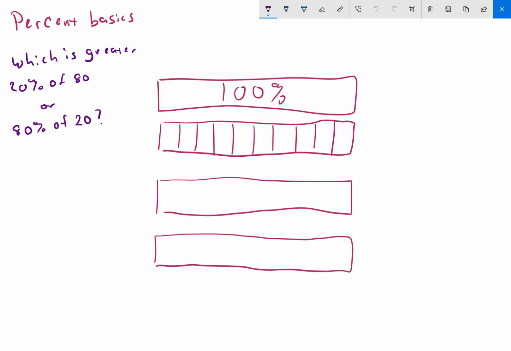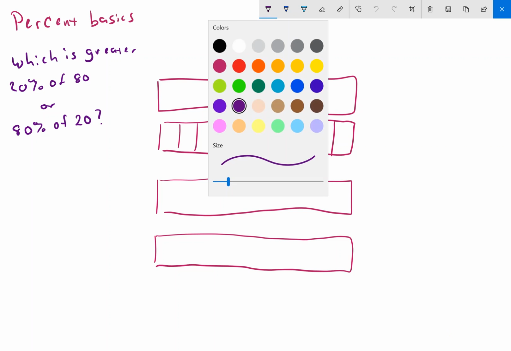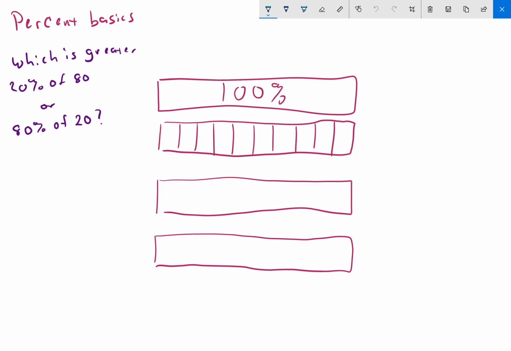Going to do a quick video on percent basics. In order to understand percents, it's really best just to start with a question. Which is greater, 20% of 80 or 80% of 20? Now, everyone should have some basic understanding of what a percentage is. But I'm not sure if that's entirely true, if everyone actually does.